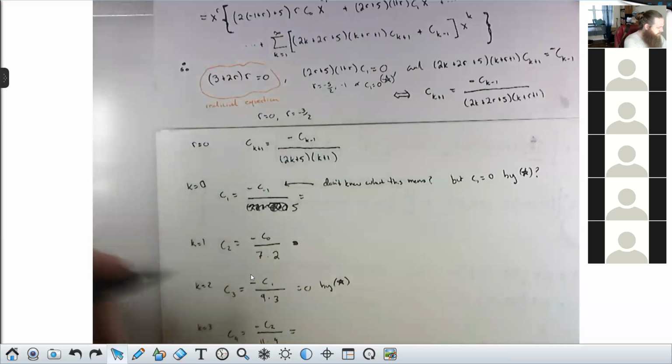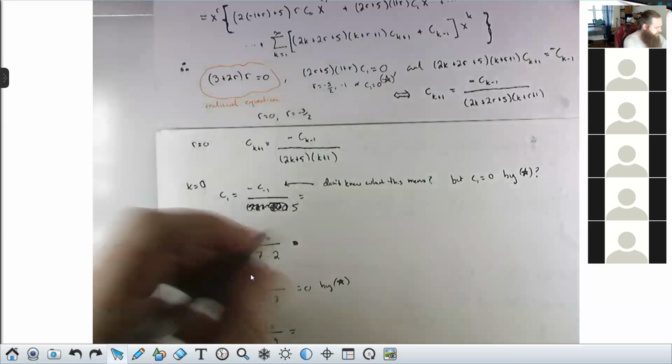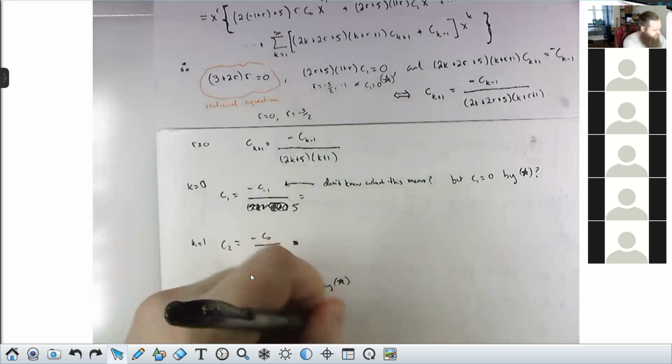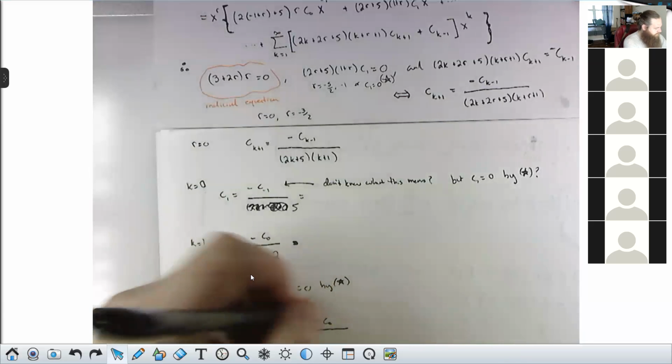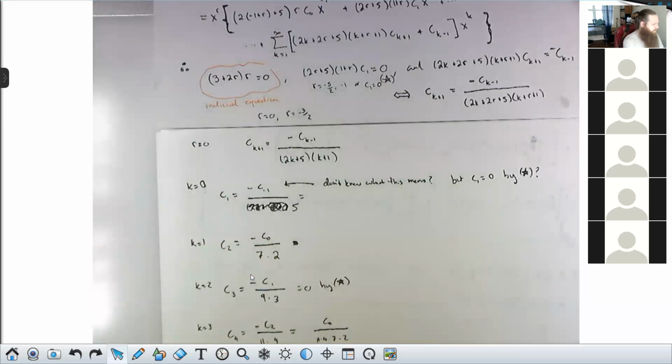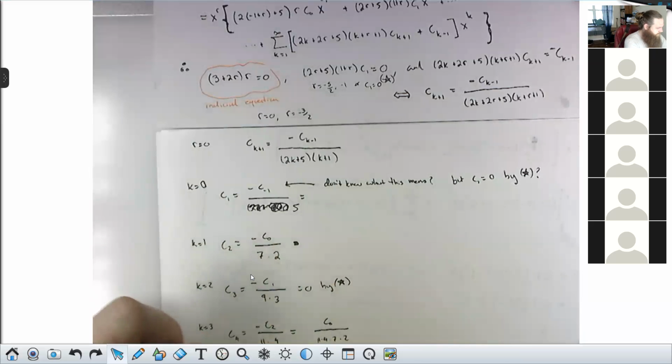And then C2 is known. C2 is negative C0 over 7 times 2. So the two negatives would eat each other up, and I would get positive C0 over 11 times 4 times 7 times 2. Since several of these were 0, let me go ahead and take 1 or 2 more.